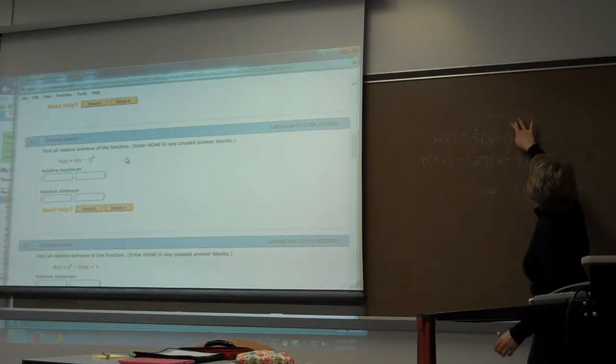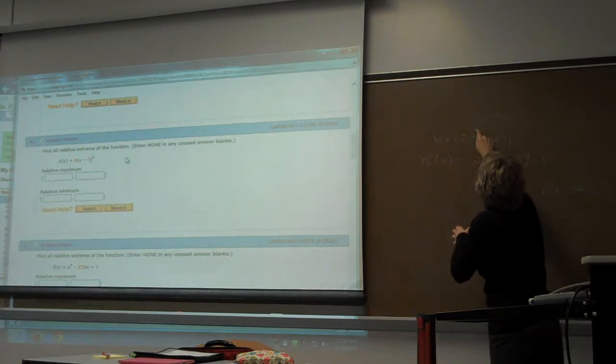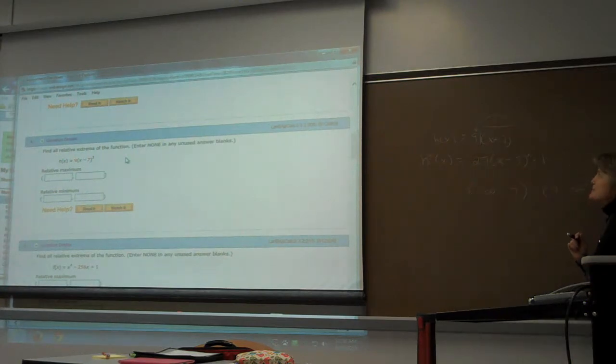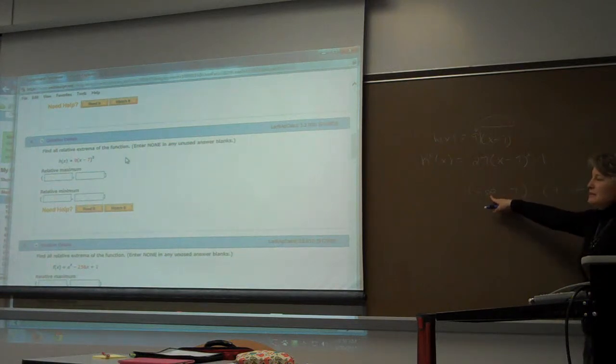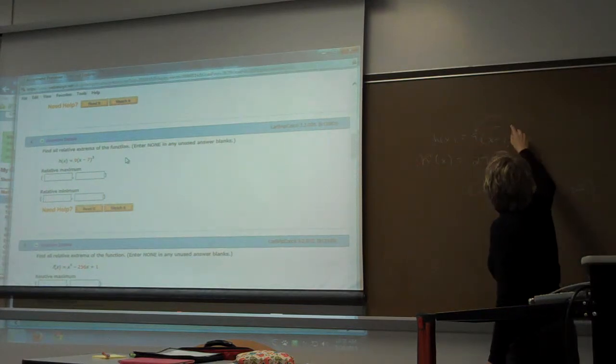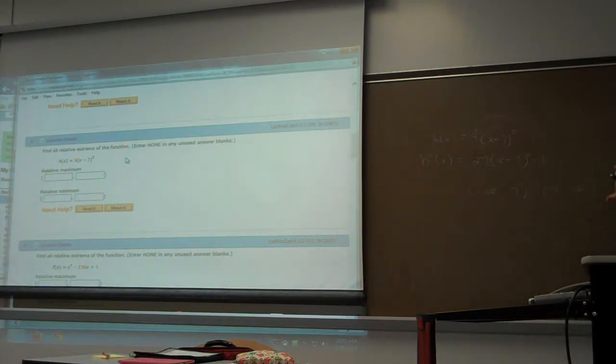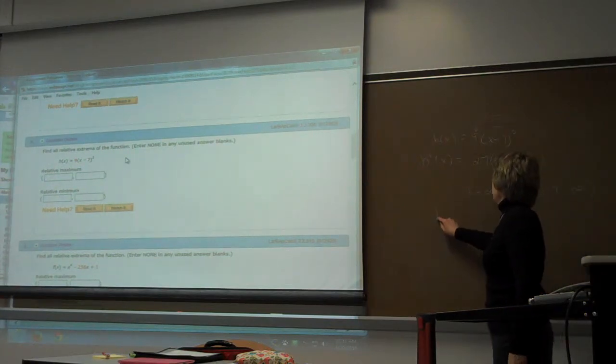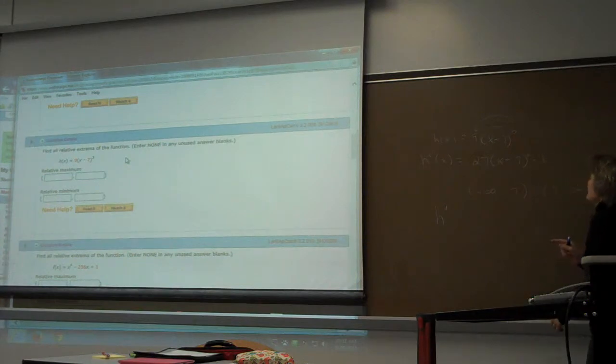If this had been a square root, like that, the problem would be a lot the same, except I couldn't start at negative infinity, because I couldn't put that in there. I'd have to start at 7. That's the domain of that radical. So you have to know that. But since the domain was all real numbers, I'm taking the entire number line. And then I'm just going to check what happens when I go to the left and the right of 7.